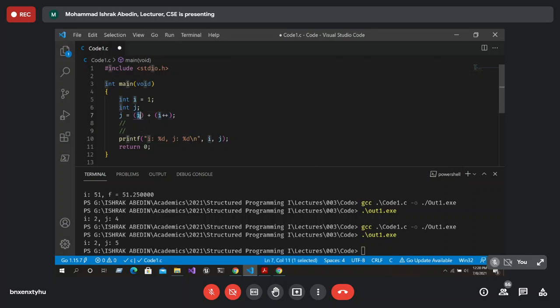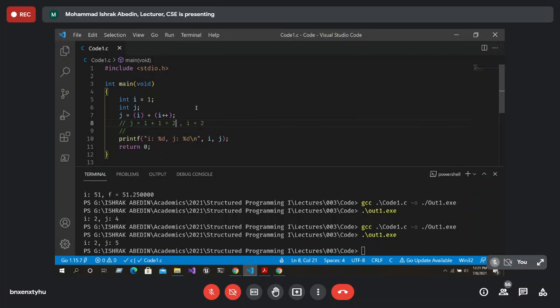Let us check the first case. If this i is evaluated first, what is the value of i? So 1, right? Plus, then i++ will be executed. What will be the evaluation value of i++? 2. No, the evaluation value of i++ is 1. However, i will become 2 after the execution. So in this case, the value of j will become 2.